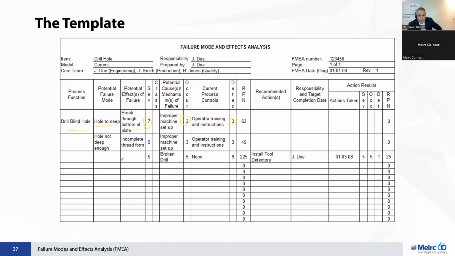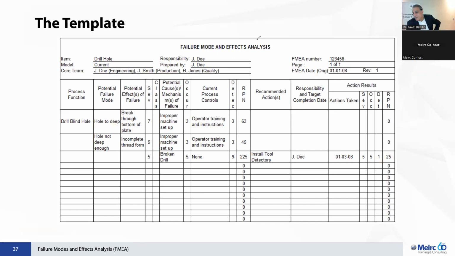Now you can see here that this function or this step here has basically the highest RPN, which means that if I want to give a priority for the actions we want to do to reduce risk, this would be the one where I would basically say the team decided to install tool detectors. So something to detect the tool failure. And then we gave it to John Doe, and then the action was completed. And hence, you can see here that we have dropped the detection, right? And hence we are saying that it's 25%. So by increasing detection, the number will go down, and hence the RPN compared to this one has reduced. And we continue looking at this document, trying to reduce the RPNs as we go there.